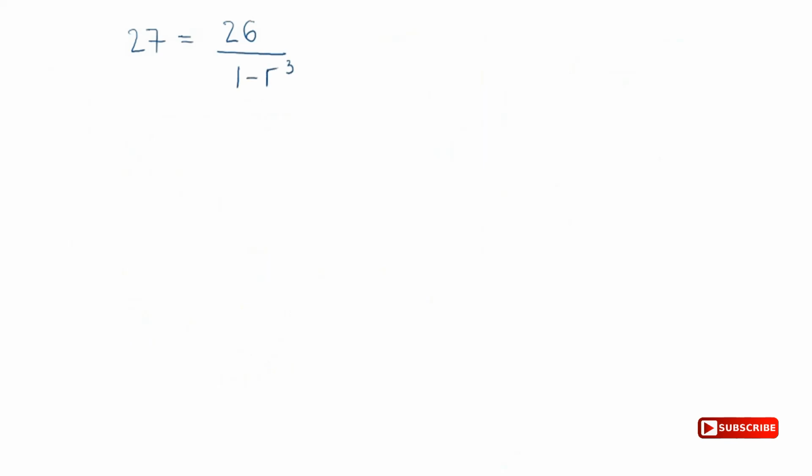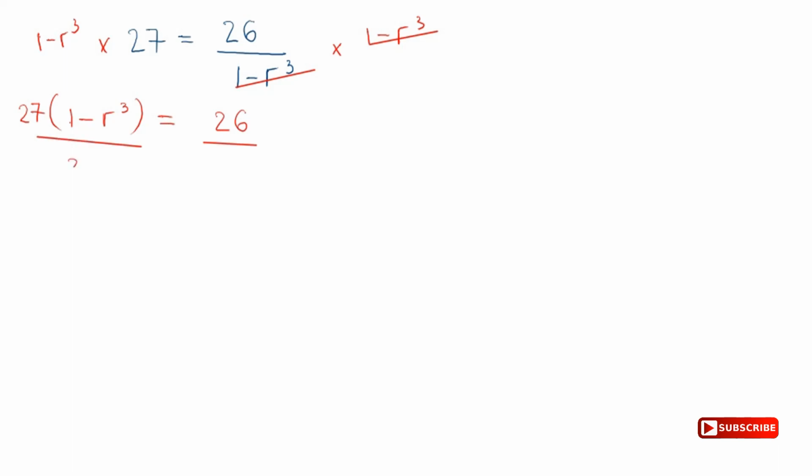And then from here, guys, we can just simply multiply by that. Multiply by 1 minus r to the power of 3 on both sides, right? And if you multiply by it, that cancels on this side. Okay? And you'll be left with 1 minus r to the power of 3 multiplied by 27, which is equal to 26, right? And if I divide by 27, you'll be left with 1 minus r to the power of 3 is equal to 26 all over 27.